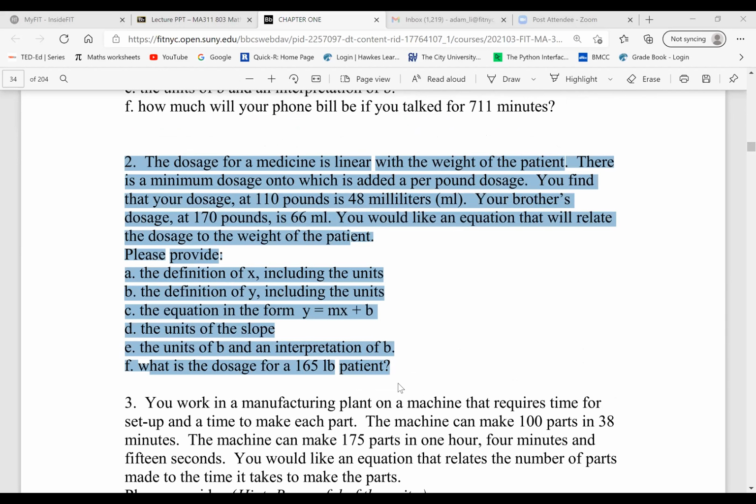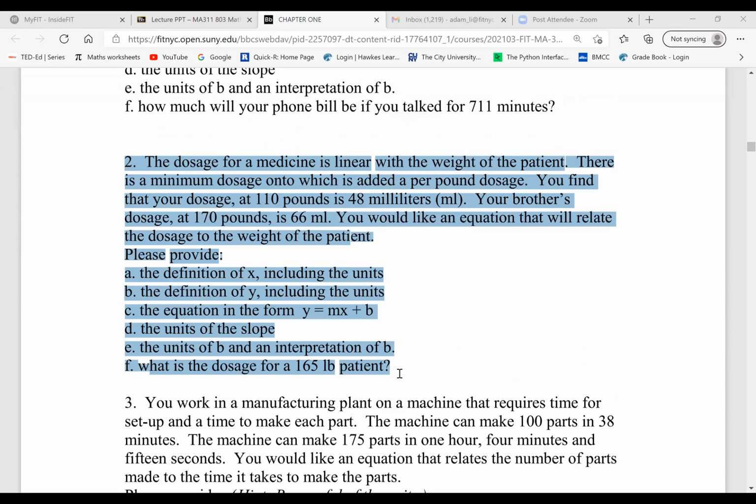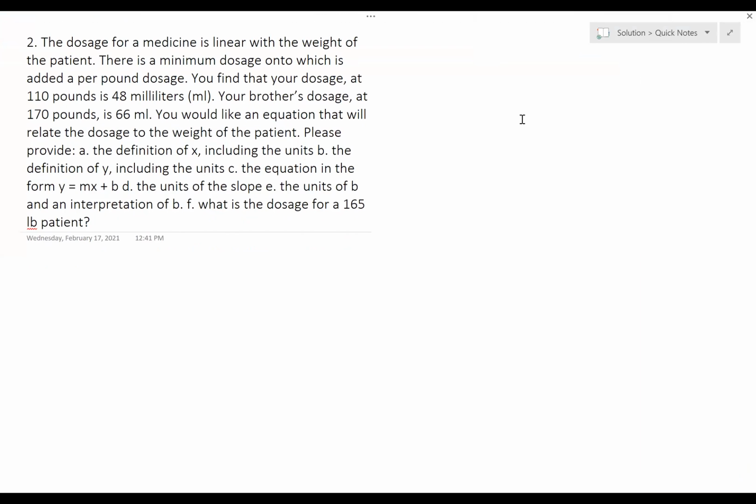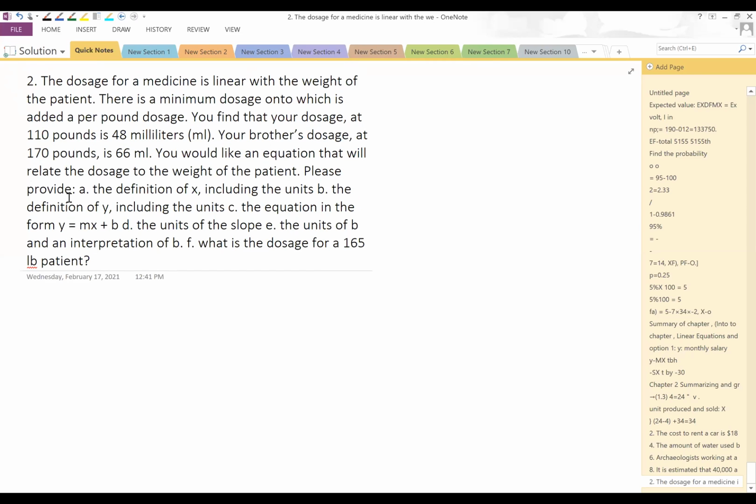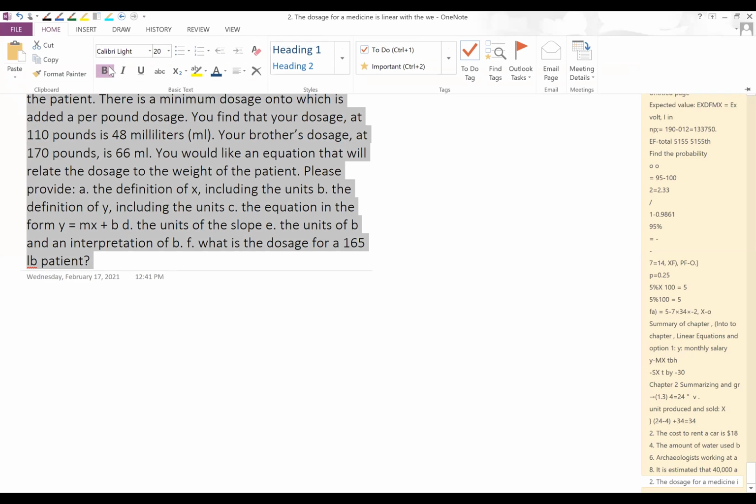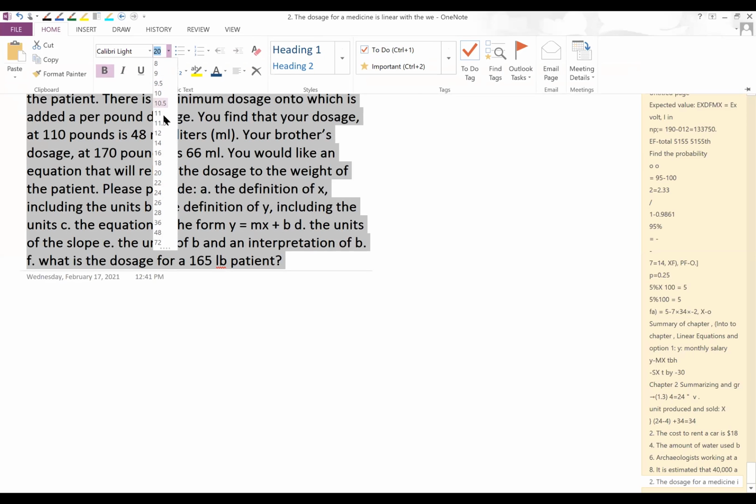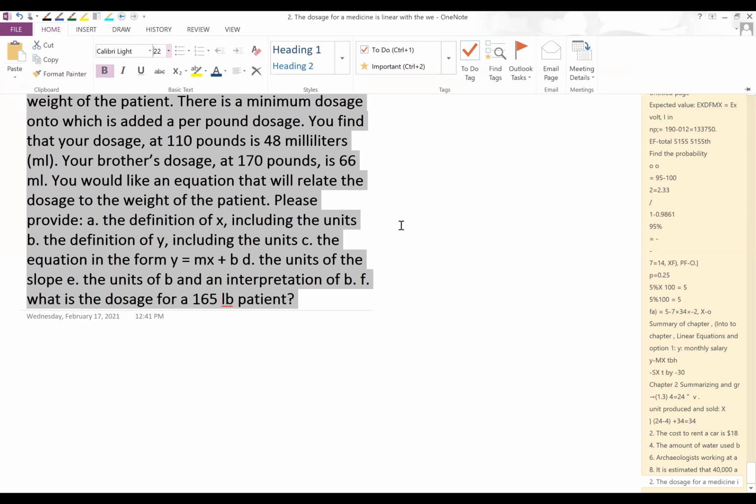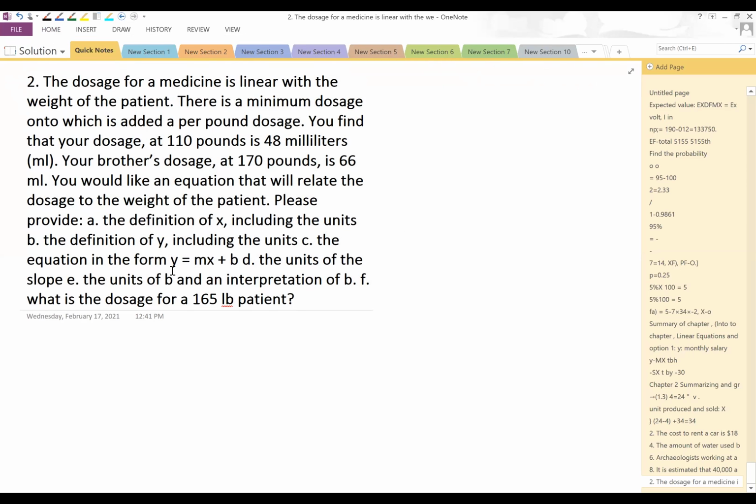Okay, so let me put it into the note, and let's take a look at it together. So this is an applied problem. If you're in the nursing field, you know, they have to deal with this on a daily basis, with the dosage of the patient. Just change the font a little bit. Change to 22. So we need to calculate a couple of things. First one, part A is define a variable X and then a variable Y, right?